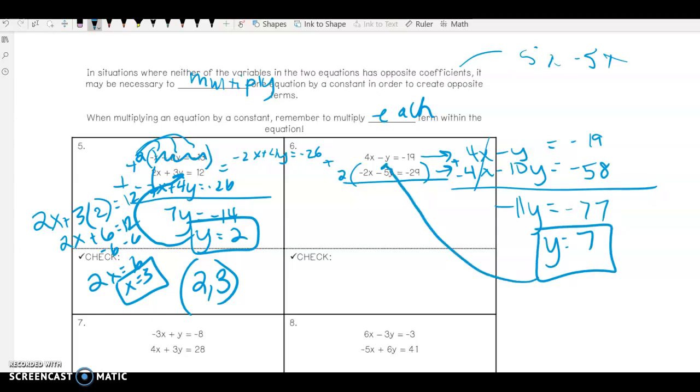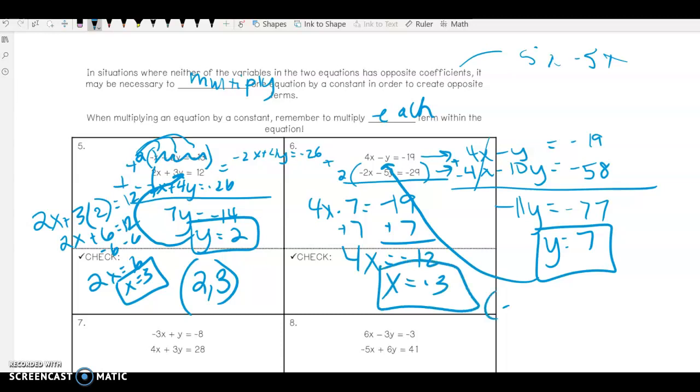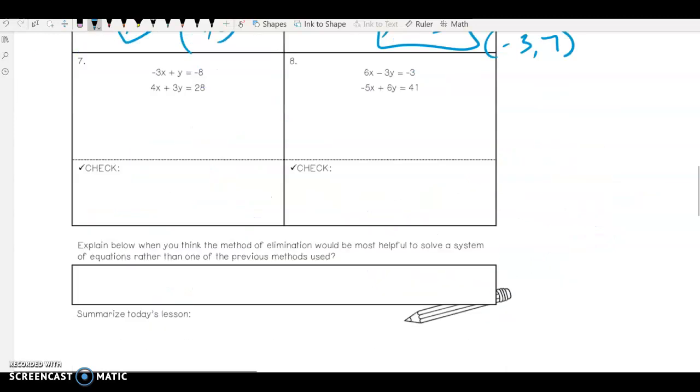I'm going to plug it back into one of these equations. So I get 4x plus 7 equals negative 19. It should be 4x minus 7. That's a minus sign. I'm going to add 7 to both sides. I get 4x equals negative 12, so x has to be negative 3. My ordered pair then is (negative 3, 7).